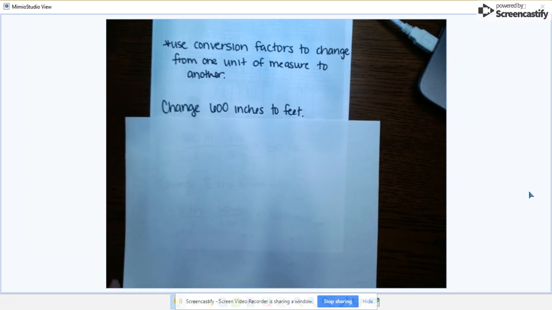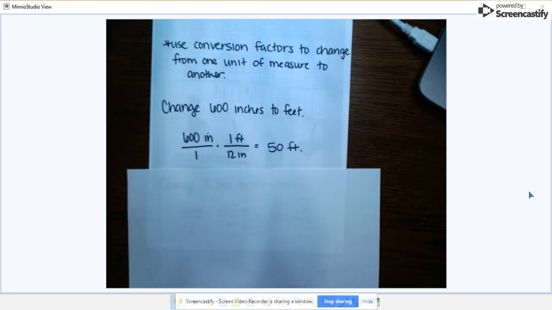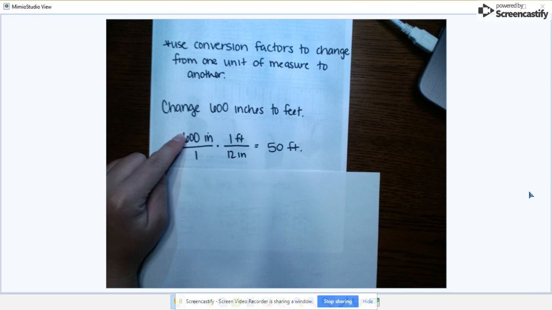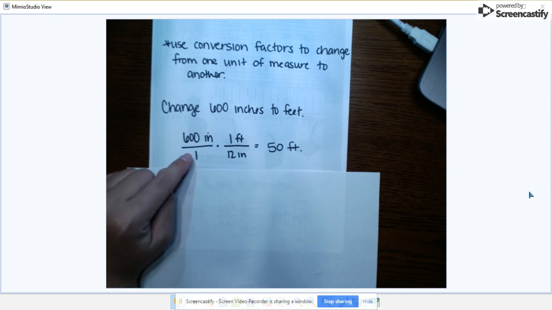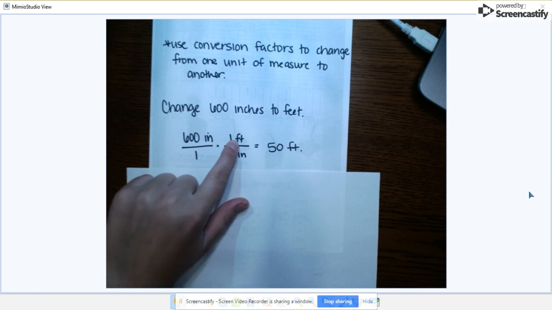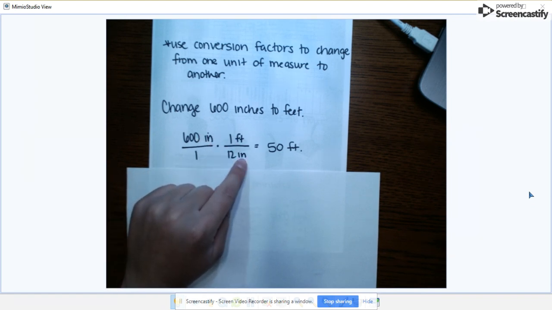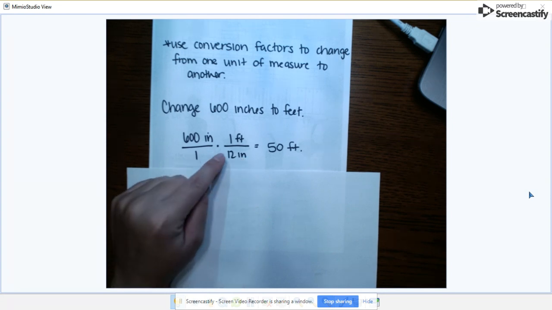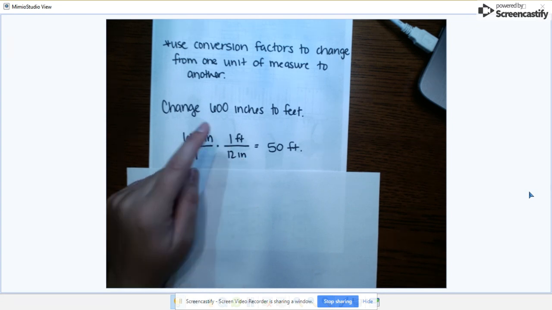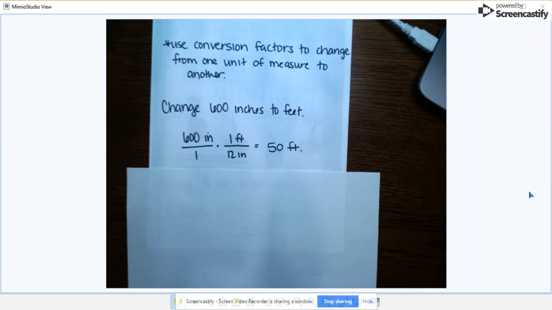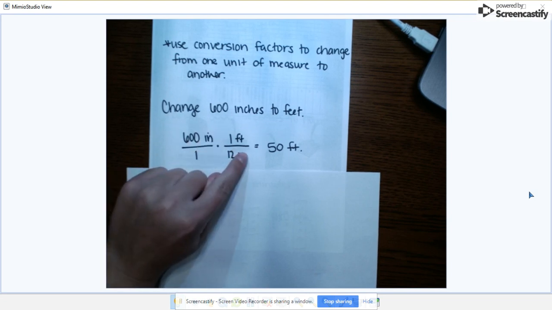Our goal is to change 600 inches into feet. So we set up our conversion factor. Start with what you're given, 600 inches over 1. We'd like to get to feet as our end goal, which means we have to cancel off this inches, so it has to go on the denominator of the second fraction. Then we have to use what we know. There are 12 inches in 1 foot. And now we can multiply straight across, so we have 600 divided by 12, which gives us 50 feet, because this inch cancels with that inch.